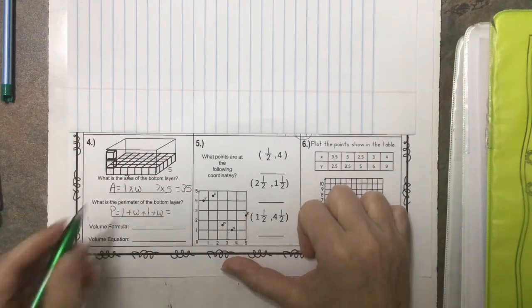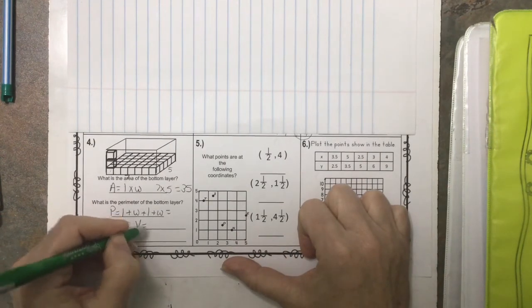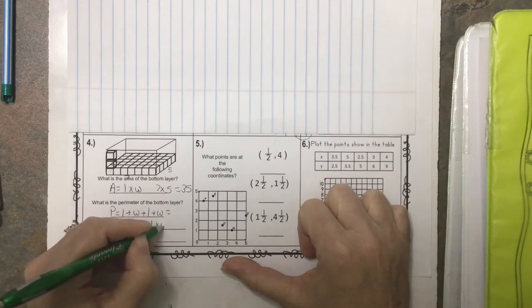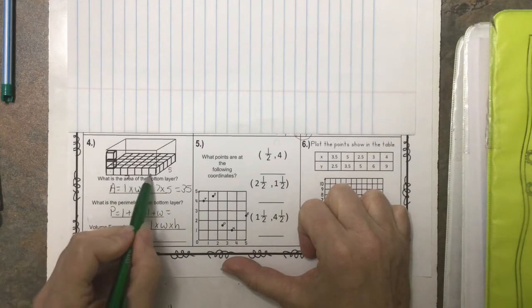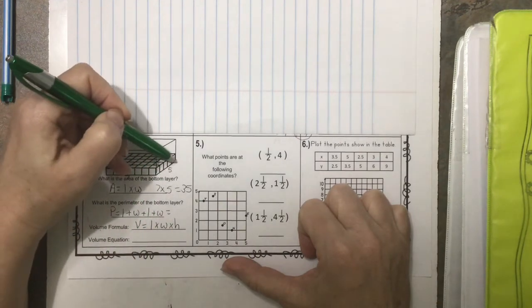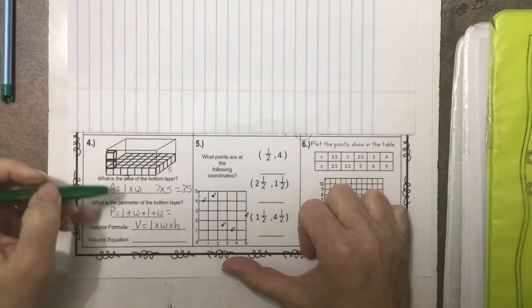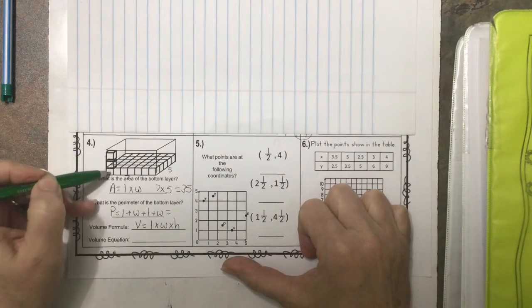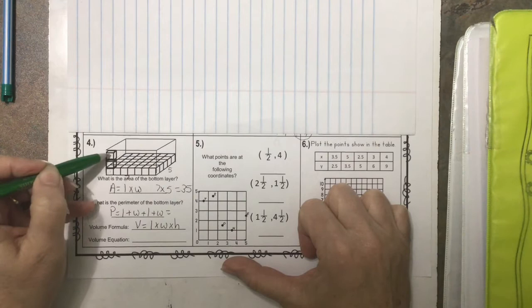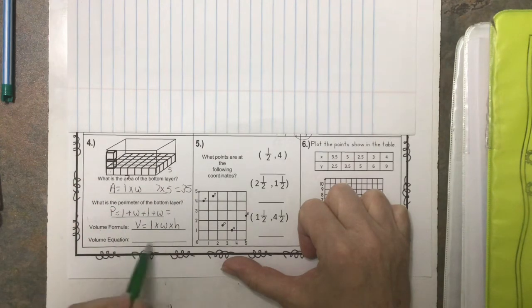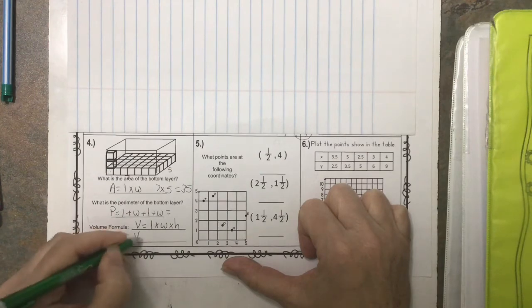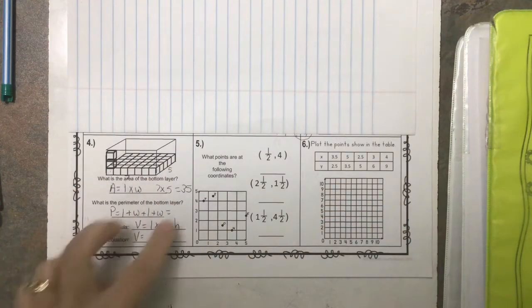Volume. If you'll remember, the formula for volume is length times width times height. So your length is 7, your width is 5, and your height is how many layers will fit in the box. How many layers will fit in the box? 1, 2, 3. So your height is going to be 3. So you're going to work that problem out and tell me what your volume is. Okay? You can do those on your own.